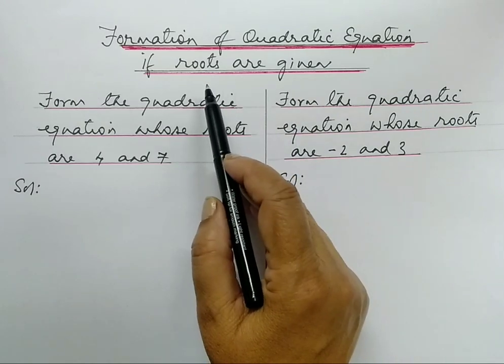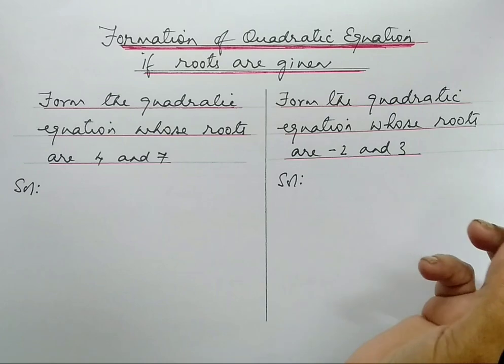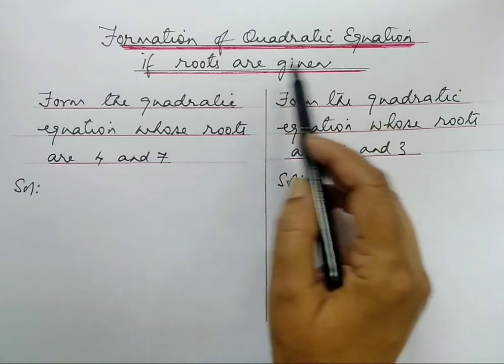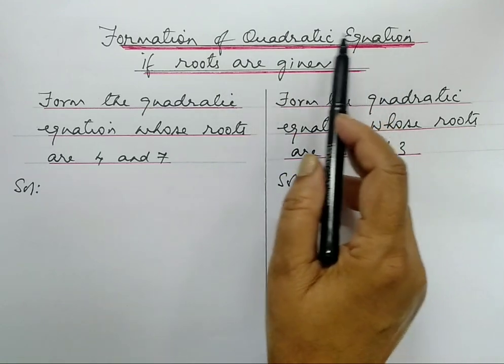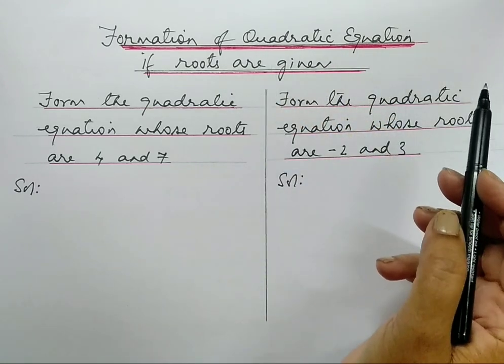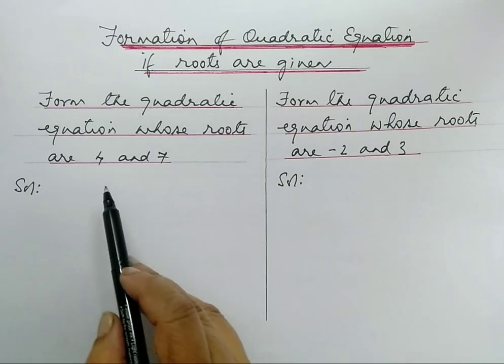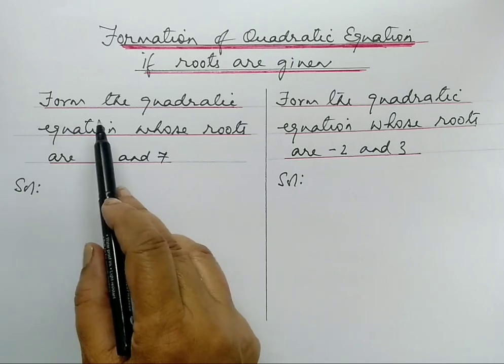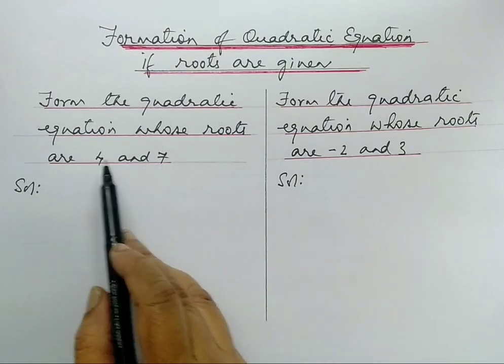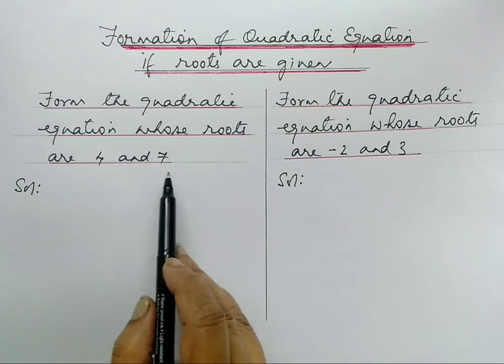Today's topic is the formation of a quadratic equation if the roots are given. Roots are the values of x in a quadratic equation. Here there is no quadratic equation, as you can see. In fact, we have to make this quadratic equation on the basis of the roots that have been given to us. For example, in this question it says form the quadratic equation whose roots are 4 and 7.